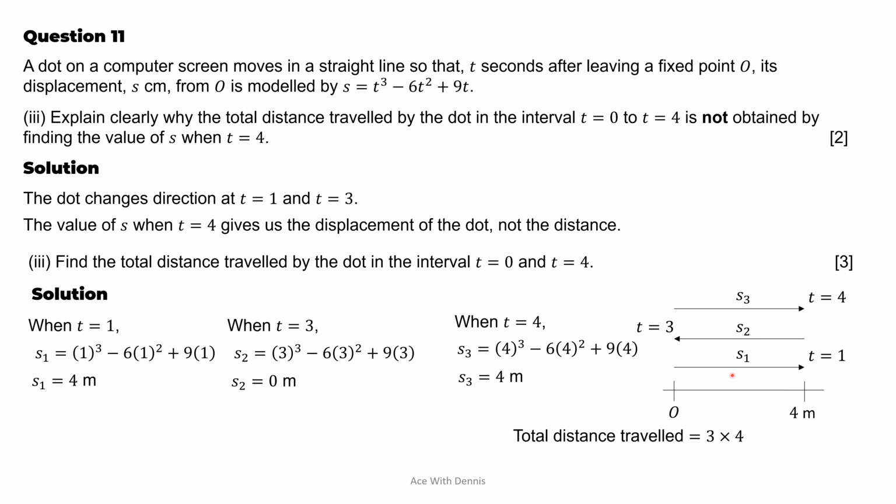Now we can calculate the total distance traveled. So it is S1, S2, and S3. The distance of each part is actually the same, which is 4 meters. So the total distance traveled will be 3 times 4, which is 12 meters.